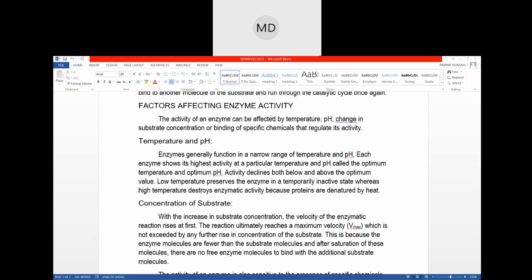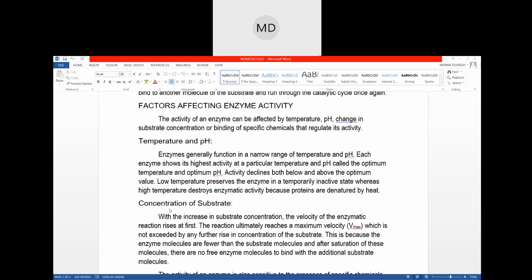So the factors affecting enzyme activity are temperature and pH, and second, concentration of substrate. The temperature needs to be optimum and the pH also needs to be optimum. It cannot go above or below. The temperature cannot rise, and the pH cannot rise, and they cannot go down either. It needs to be at that optimum. And then, concentration of the substrate.